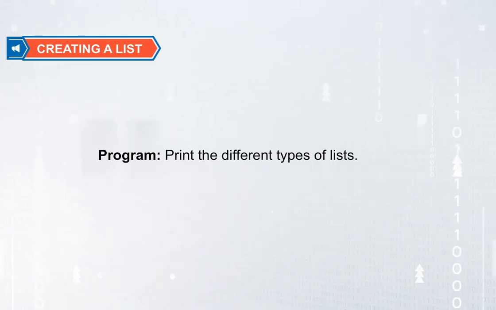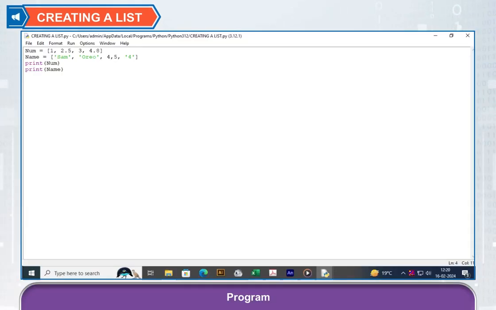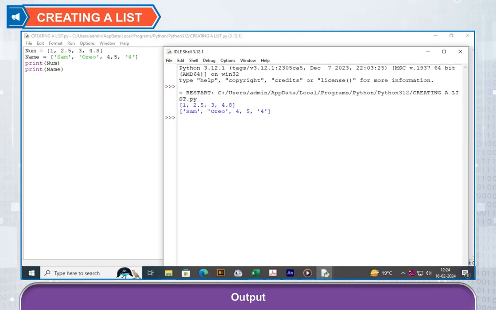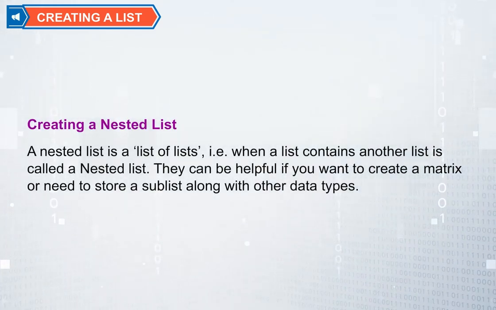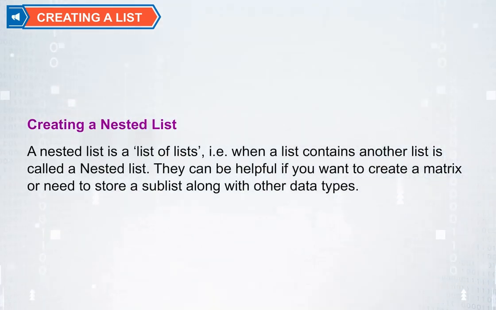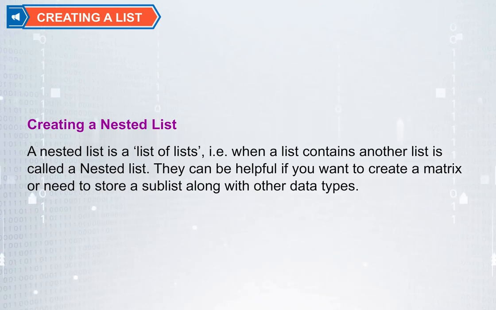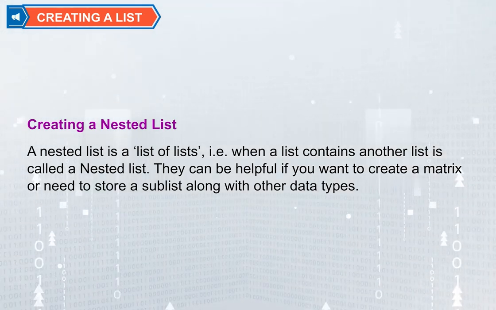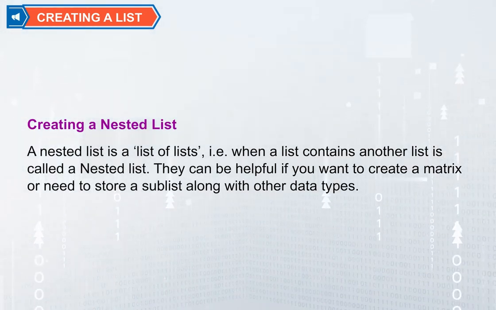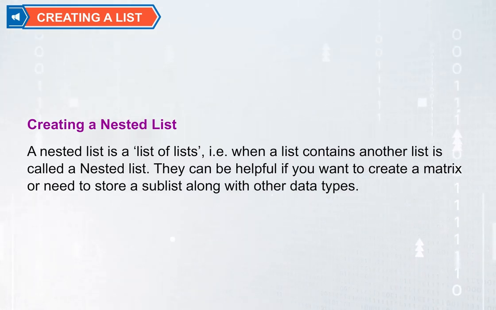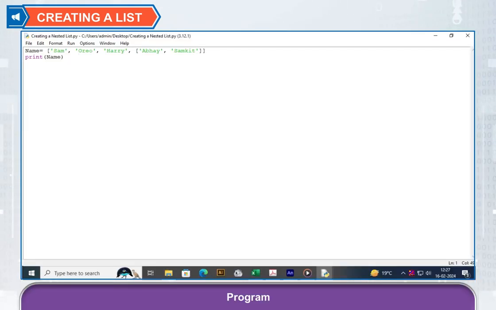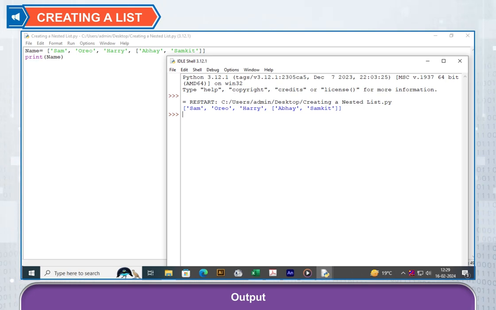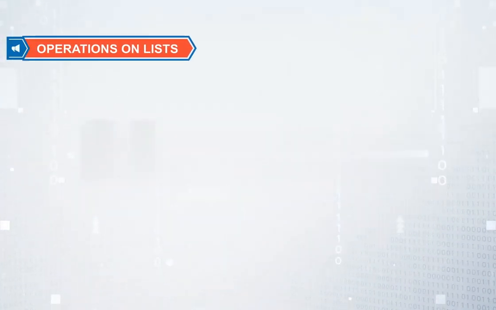Program. Print the different types of lists. Program. Output. Creating a nested list. A nested list is a list of lists. That is, when a list contains another list, it is called a nested list. They can be helpful if you want to create a matrix or need to store a sublist along with other data types. Program. Output. Operations on lists.